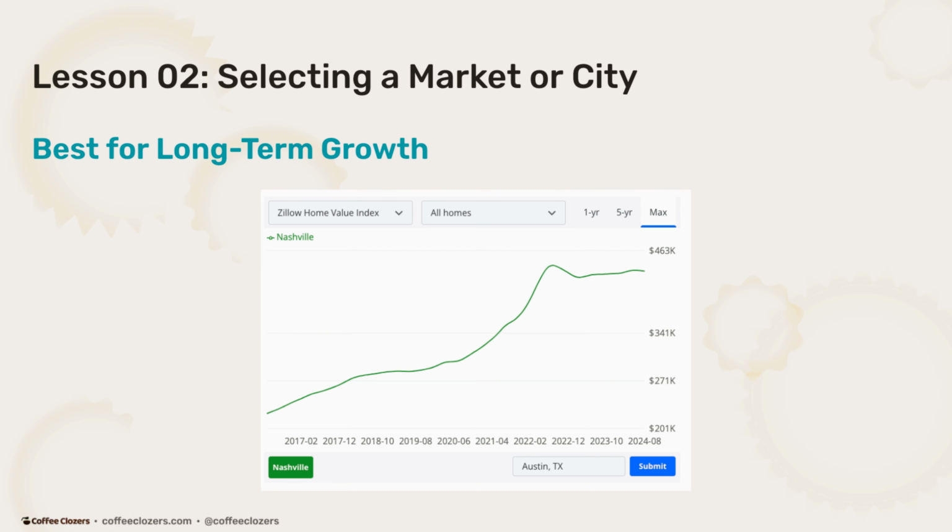Trend analysis is huge when evaluating markets. We need to know what is happening now, but also historically, so we can make future predictions. Here we can see the home value has increased for Nashville, Tennessee in the last 7 years or so. This can help us to confidently predict that this market will likely continue to see appreciation and could be a good one to consider for long-term growth.